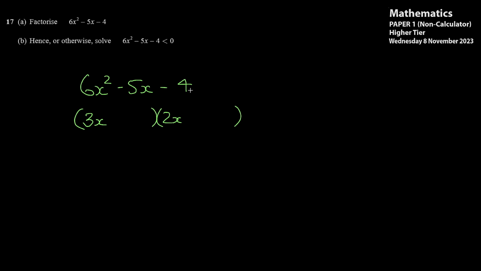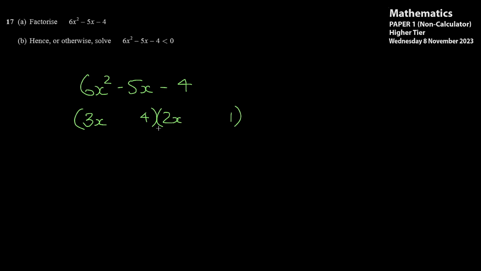Now, what would produce 4? Well, it could be 4 and 1. If I put a 4 here and a 1 here, I get potentially 8 and 3. I just happen to be lucky because we can arrange the signs such that that will work.